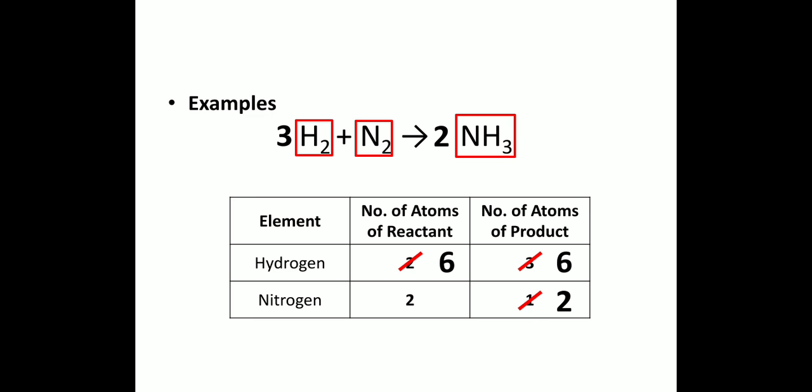Now count the number of atoms of each element. Hydrogen 6 on the reactant side, 6 on the product side. Two nitrogen on the reactant side and two nitrogen on the product side. These are the basic rules which we follow to balance a chemical equation. Hope you are now clear about it.